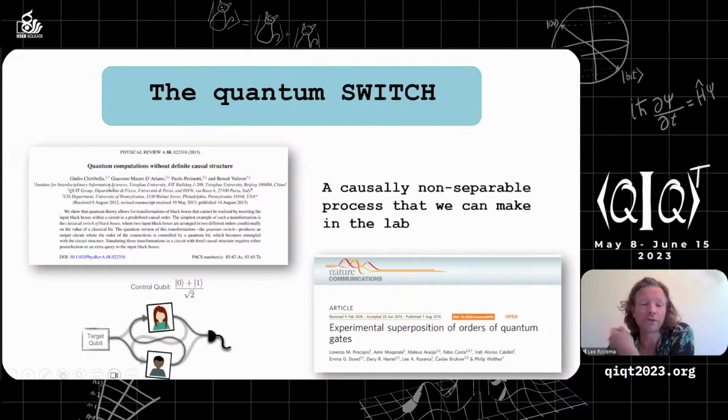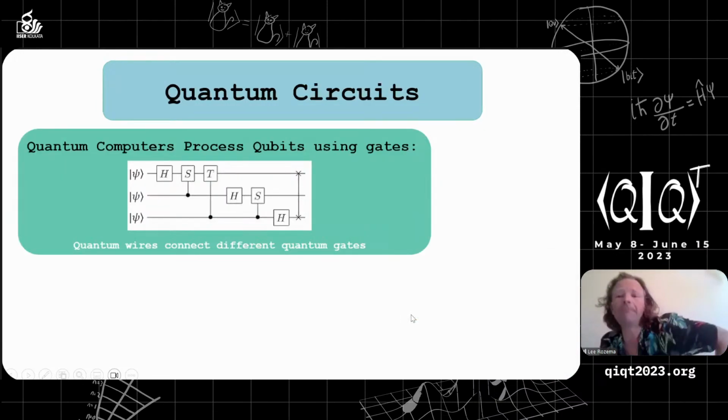And this was actually one of the very first things I worked on when I moved to Vienna. Our experiment came out a few years later, where we showed how we could create superpositions of orders of quantum gates. So this is this causally non-separable process that we can actually make in the lab. Now, what do we mean by a causally non-separable process or a superposition of indefinite causal order? Both of these phrases mean essentially the same thing, so I may use them interchangeably.